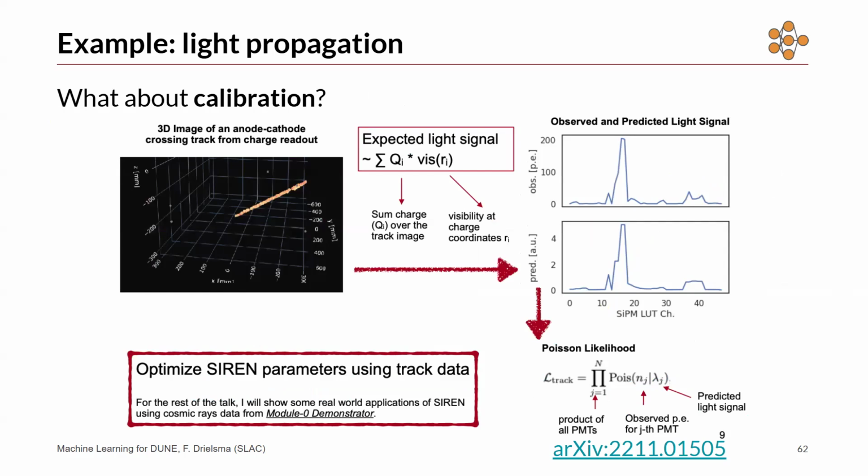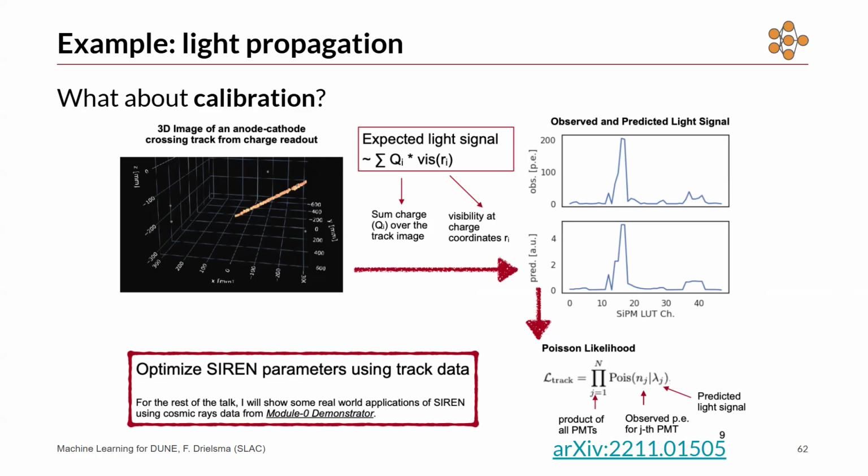We can actually do you one better with Siren, and it is to actually learn the light propagation by just looking at data, which is very cool. This is not something you could be doing with the lookup table, but the way we proceed is that now, instead of using the lookup table to train, we use pairs of track interaction in the detector and the light signal that we see in the light system.